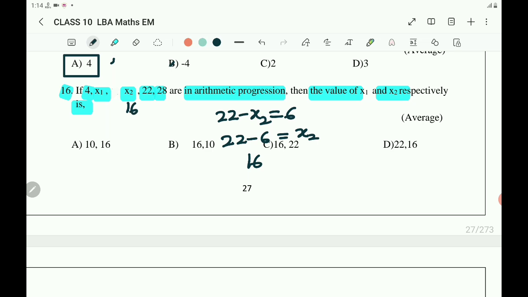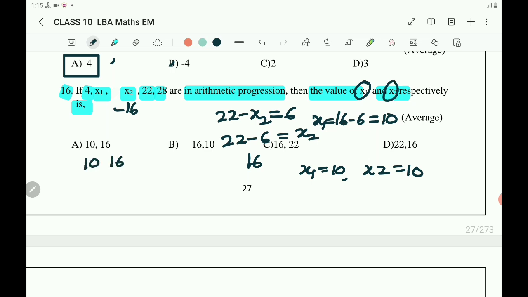Again, 16 minus 6 equals 10. Here again by subtracting 6 from 16 you will get the previous number x1. So you got x1 equals 16 minus 6, which is equal to 10. Then x1 equals 10 and x2 equals 16. The values of x1, x2 are here 10 and 16. So what is the answer? Option A is the answer.